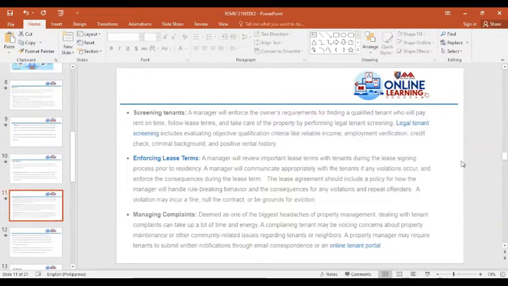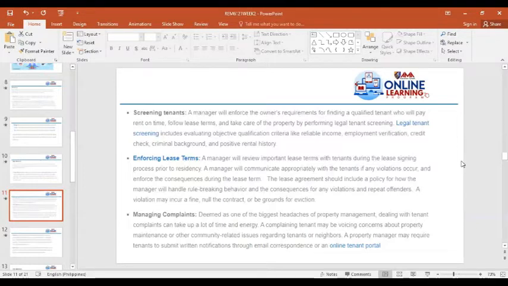Next is screening tenants. So a manager will enforce the owner's requirements for finding a qualified tenant who will pay rent on time, follow the lease terms, and take care of the property by performing the legal tenant screening. So legal tenant screening includes evaluating objective qualification criteria like reliable income, employment verification, credit check, criminal background, and positive rental history. So these are the things needed on how we screen the tenants.